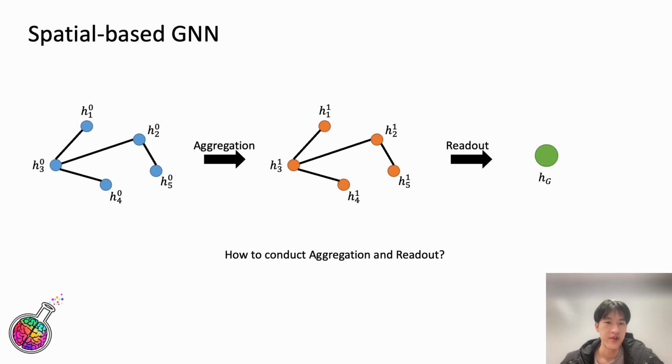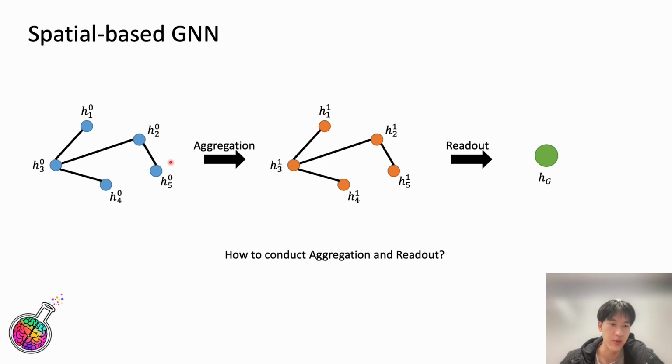Okay, so let's introduce some methods about the graph neural network. First, what is the spatial-based GNN? In the spatial-based graph neural network, it contains two parts. One is the aggregation, and the second one is the readout.